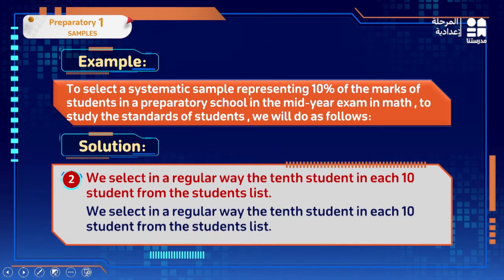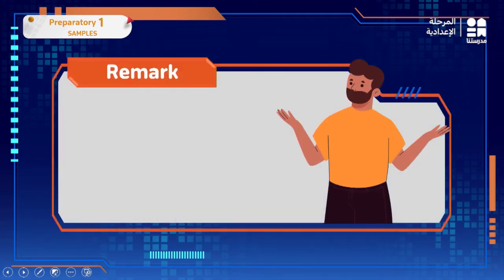We explained the first step, now the second step. We select in a regular way the 10th student in each 10 students from the students list. We select in a regular way, as we said, the 10th student from the list. Here we have a remark.